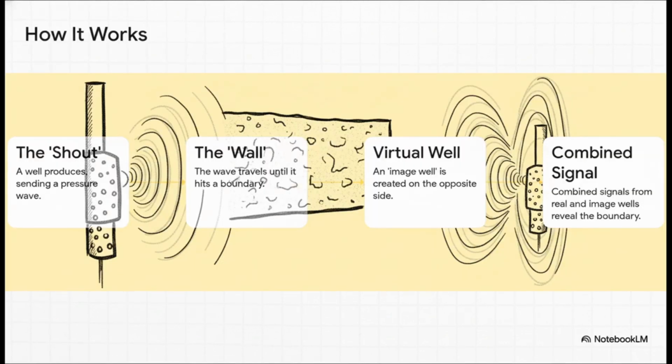Okay, so let's walk through how this actually works. First, our real well starts producing. That's our shout into the darkness. That pressure wave travels out until it smacks into a geological boundary, our wall. Then the math creates that virtual image well on the other side of the wall. What we measure back at our real well is the combined effect of our own production and the reflection from that virtual well. And by analyzing that combined signal, we can start to map the wall.